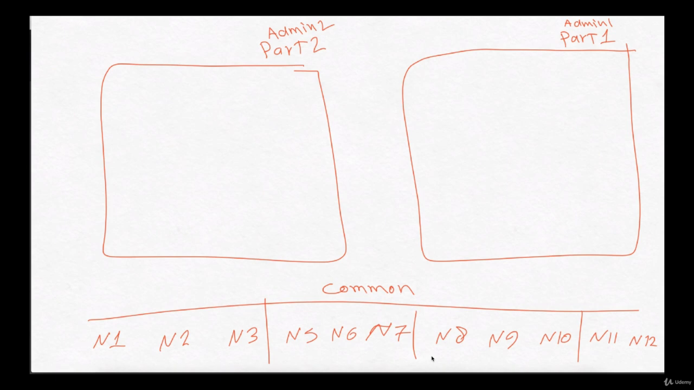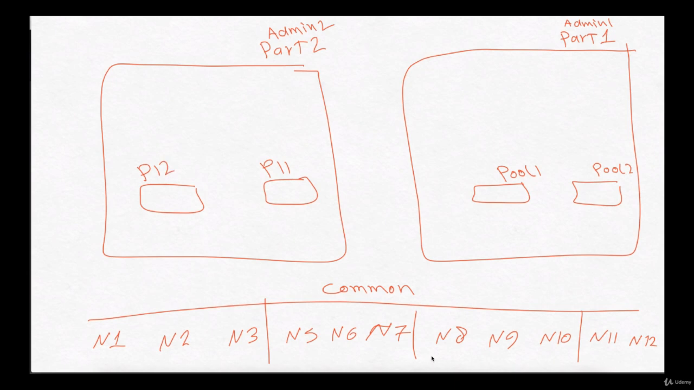Then the admin can create his own pools, pool 1, pool 2, pool 11, pool 12, up to them. They can create their own virtual servers. It's up to them. In this way, I still have the nodes created in the common, which can be accessed by both partitions. They can see, they cannot modify, but they can see.